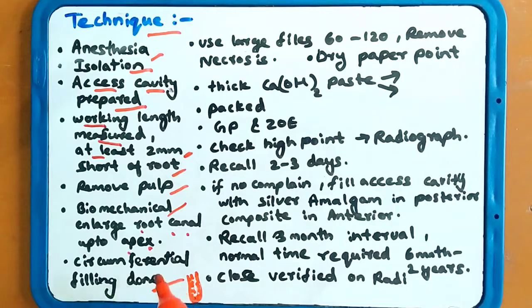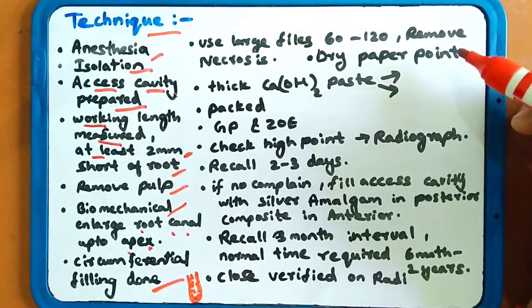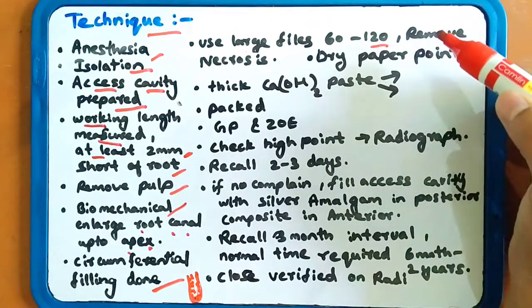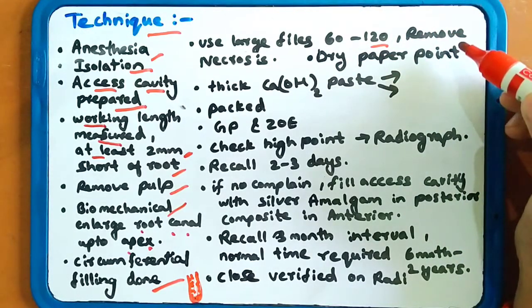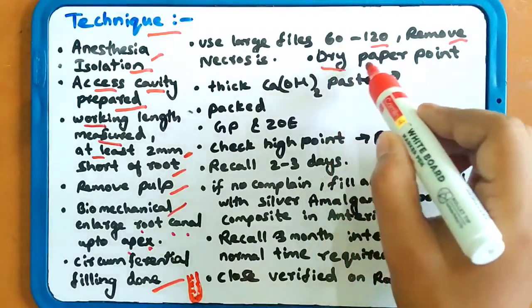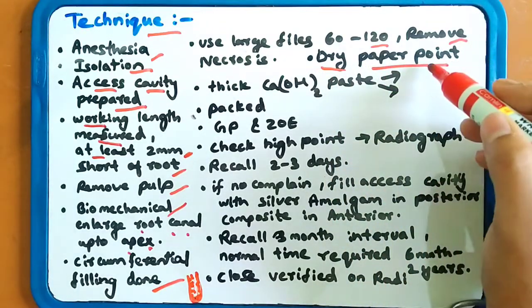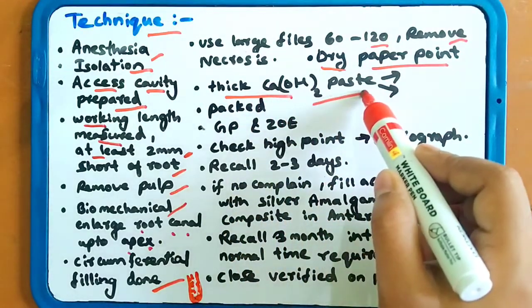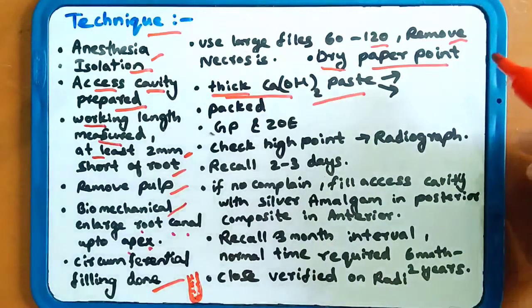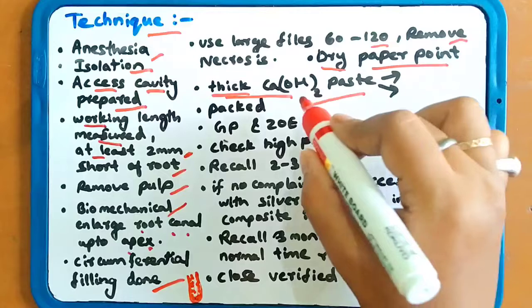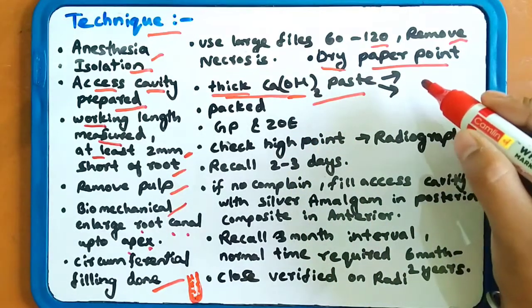We will use large files, that is 60 to 120, to remove necrotic tissues from the pulp cavity. We will dry the root canal with a paper point. Then we will apply calcium hydroxide paste, which is thick in consistency. The solvent used to make a thick calcium hydroxide paste is saline, or you can use water.